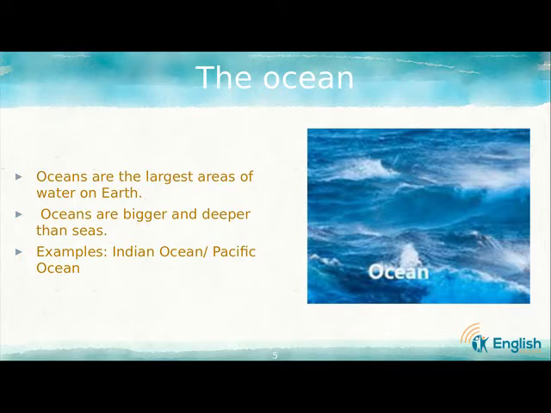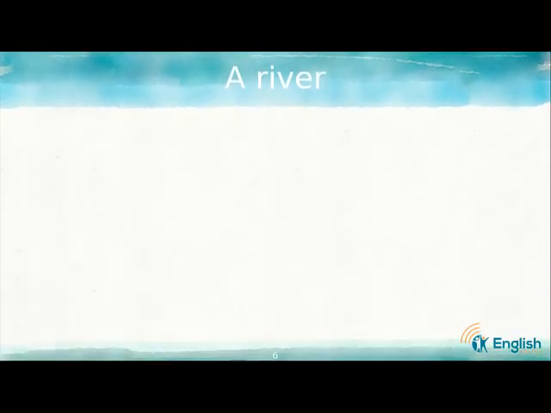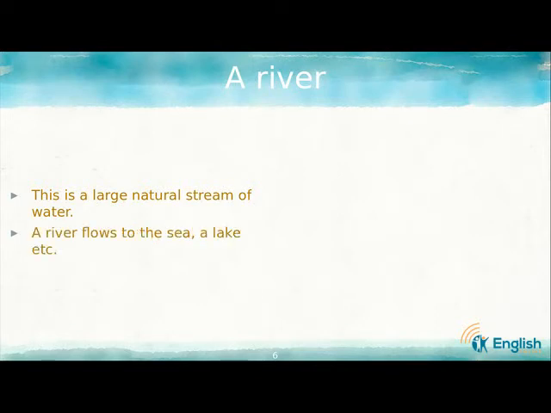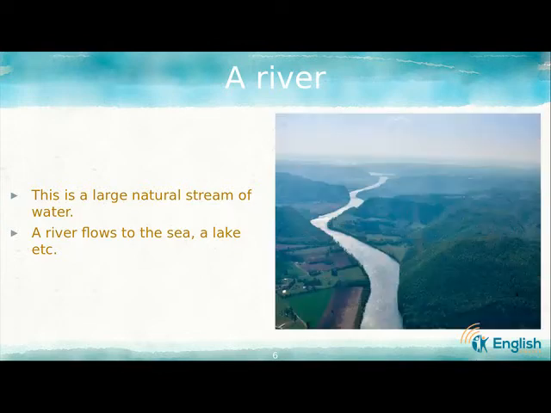Now let's move on to the next word, a river. This is a large natural stream of water. A river flows to the sea, a lake, or any other body of water. Here you can see a picture of a river. Is there a river in your hometown? There is one in my hometown. We call it the Nan River.